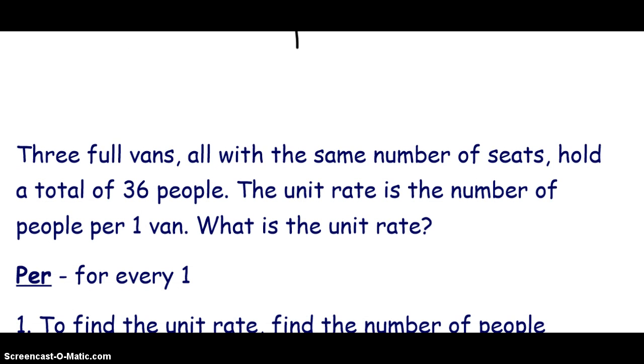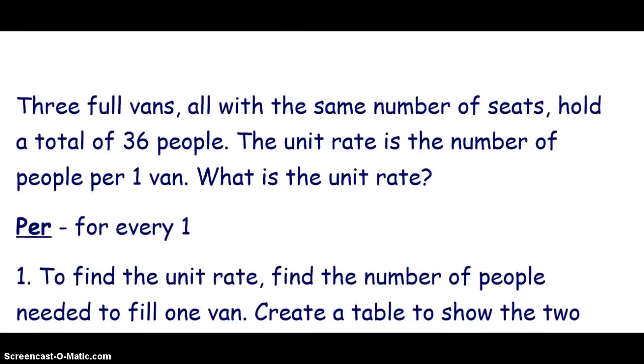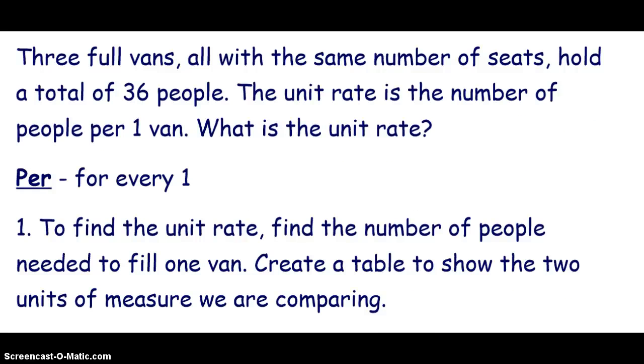Let's start by looking at an example. 3 full vans, all with the same number of seats, hold a total of 36 people. The unit rate is the number of people per 1 van. What is the unit rate? And remember, we said that word per means for every one. So to find the unit rate, the first thing we need to do is to find the number of people that need to fill in 1 van.